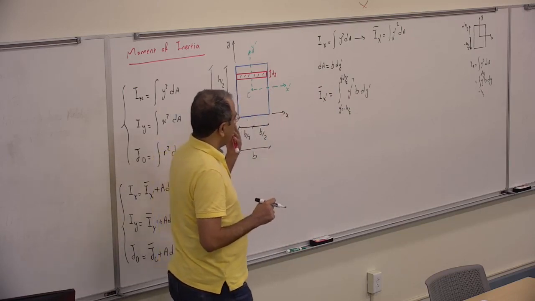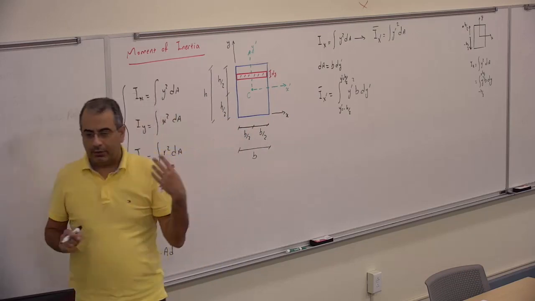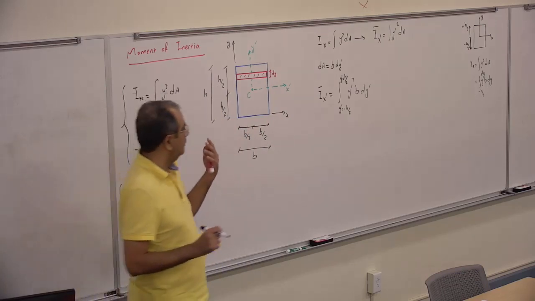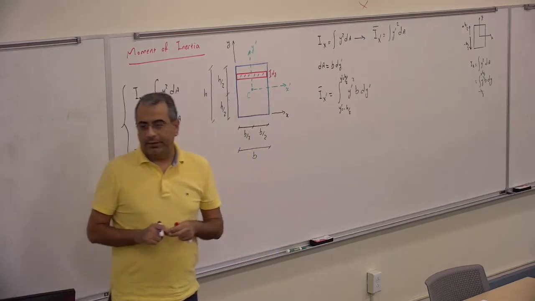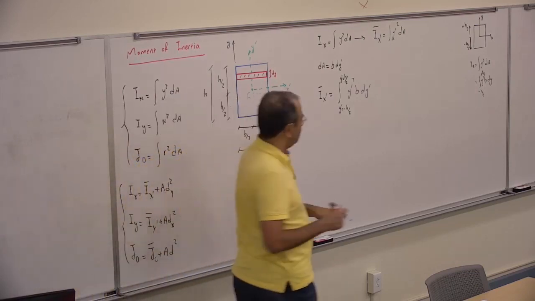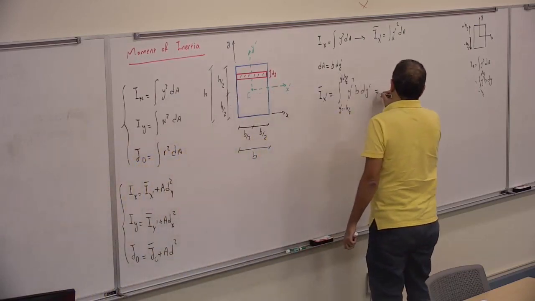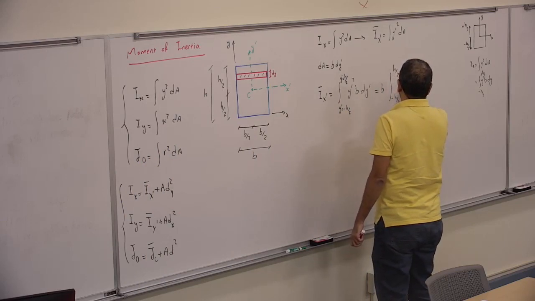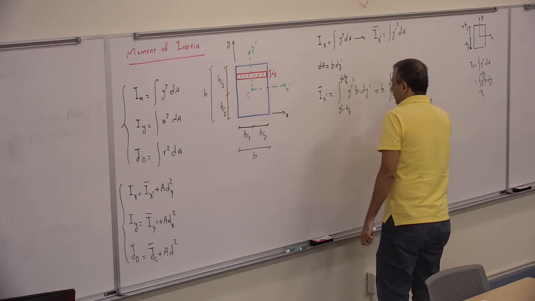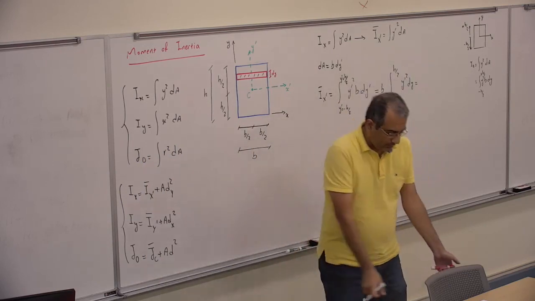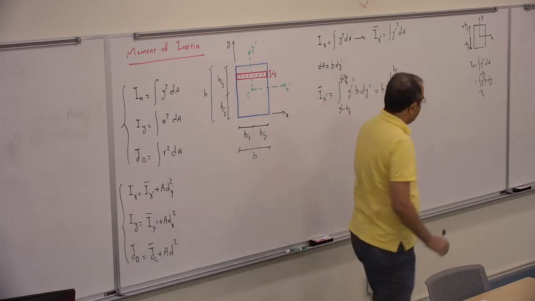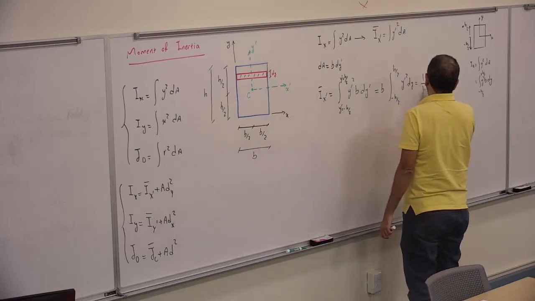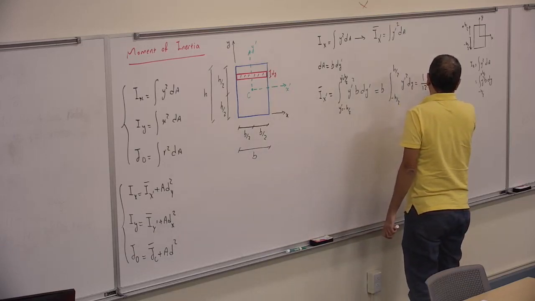So b is a constant when we go out. And then you have the integration of b, from minus h/2 to h/2, of y prime squared dy, which if you do that comes out as 1/12 of bh cubed.